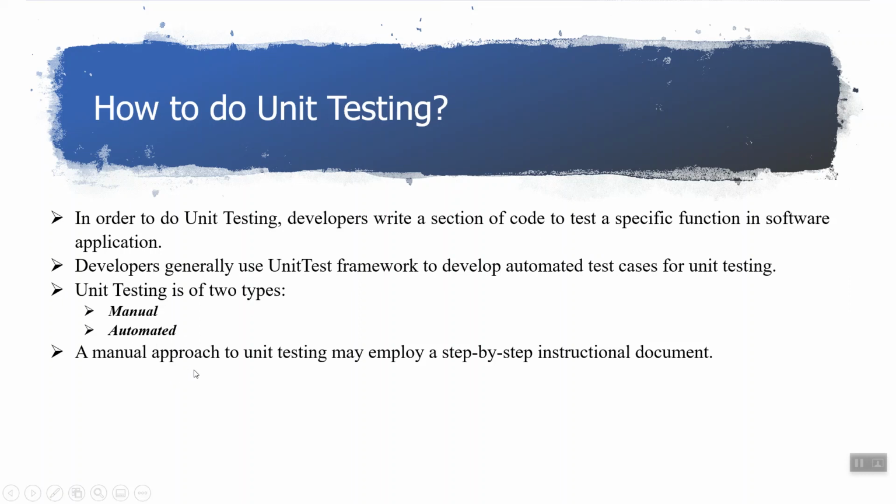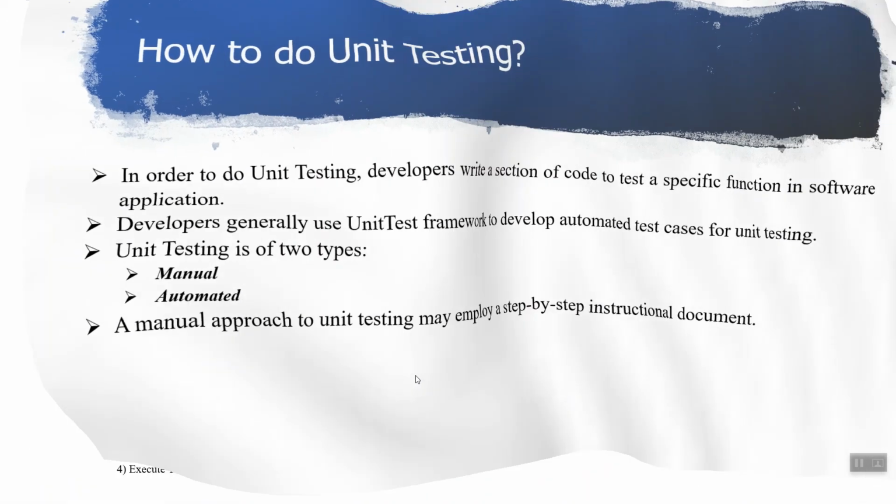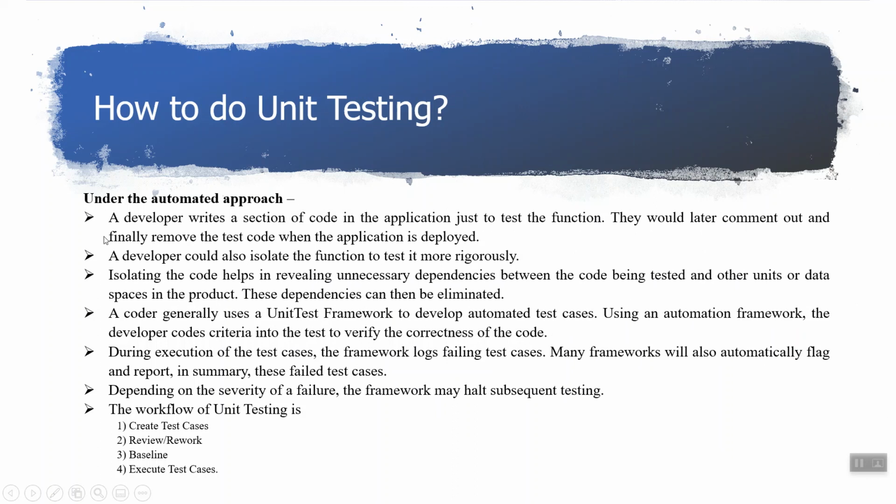A manual approach to unit testing may employ a step-by-step instruction document. Under the automated approach, a developer writes a section of code in the application just to test the function. They would later comment out and finally remove the test code when the application is deployed. A developer could also isolate the function to test it more rigorously.